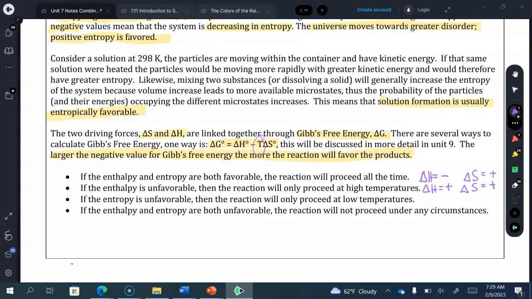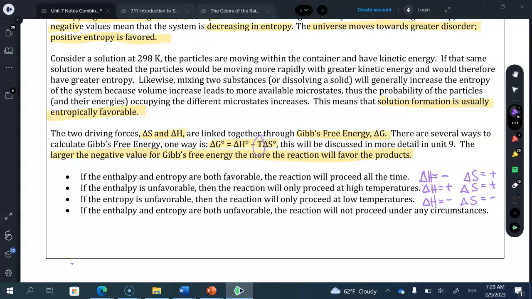Then if we look at what happens if we have negative enthalpy and negative entropy, it's only possible at low temperatures. So our enthalpy is so favorable, and then it's a low temperature, that the entropy factor doesn't overwhelm it.